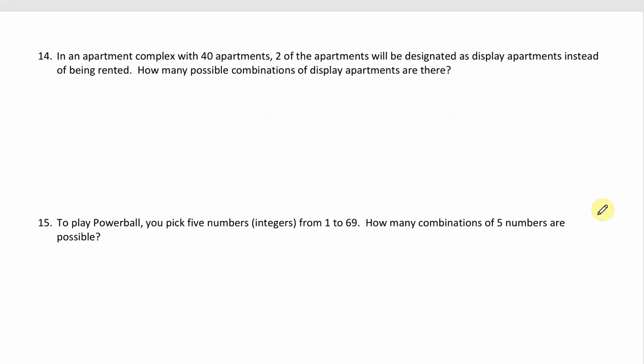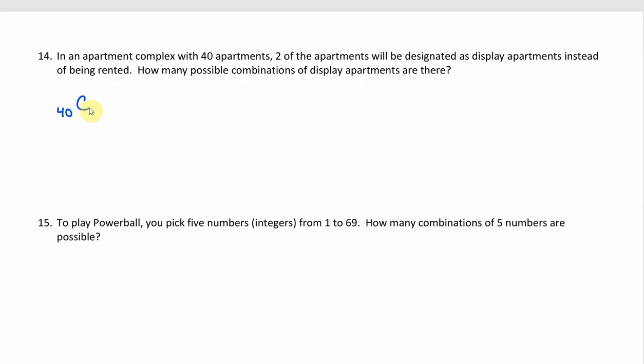Number 14, in the denominator, one of the factorials will be a lot bigger than the other this time. 40 apartments, 2 of them will be designated as display apartments instead of being rented. So how many possible combinations of display apartments are there? So this is 40 choose 2. So that means the other factorial on the bottom should be a 38. So yeah, 38 is a lot bigger than 2.